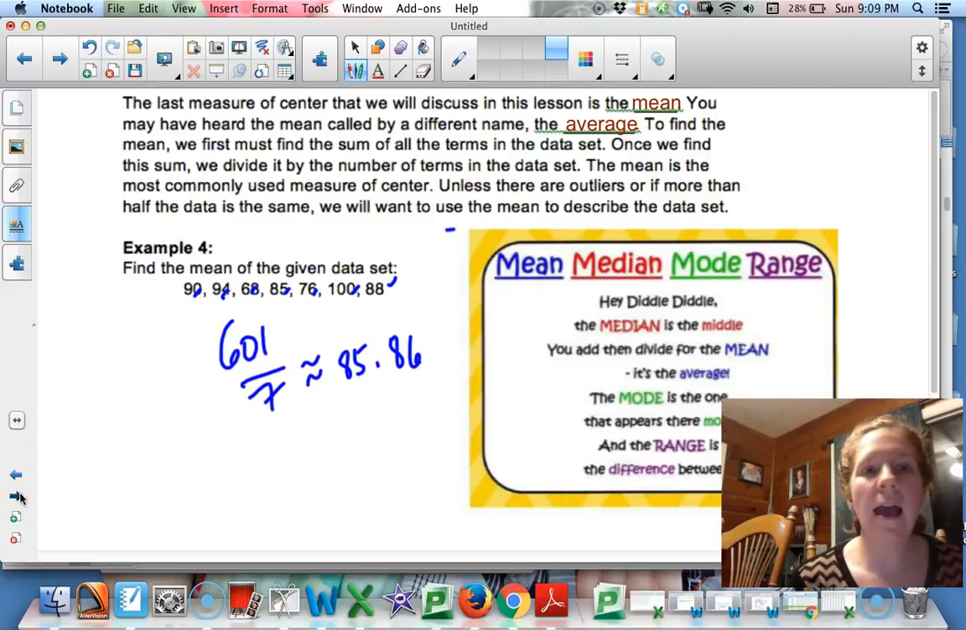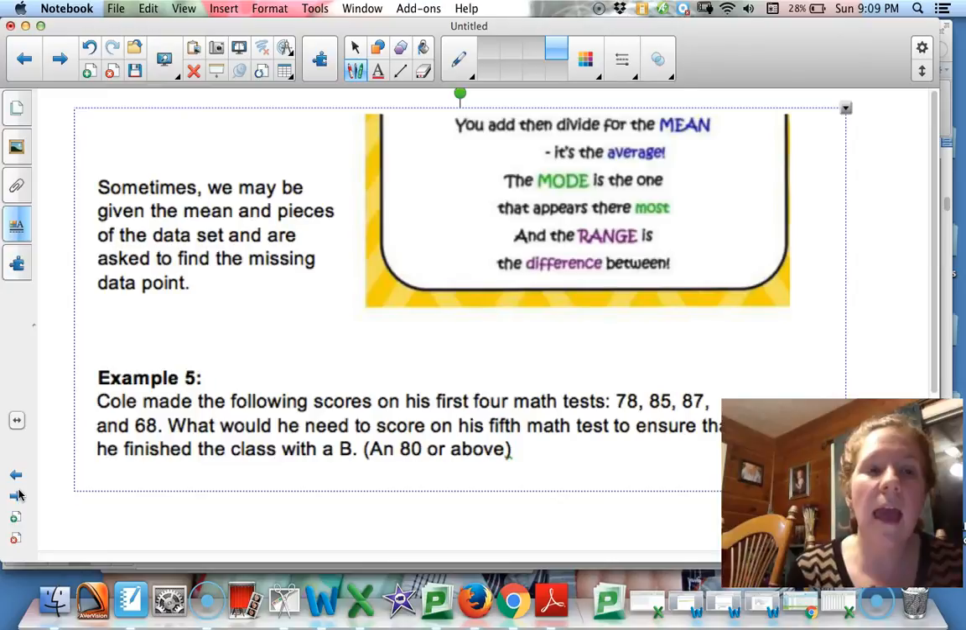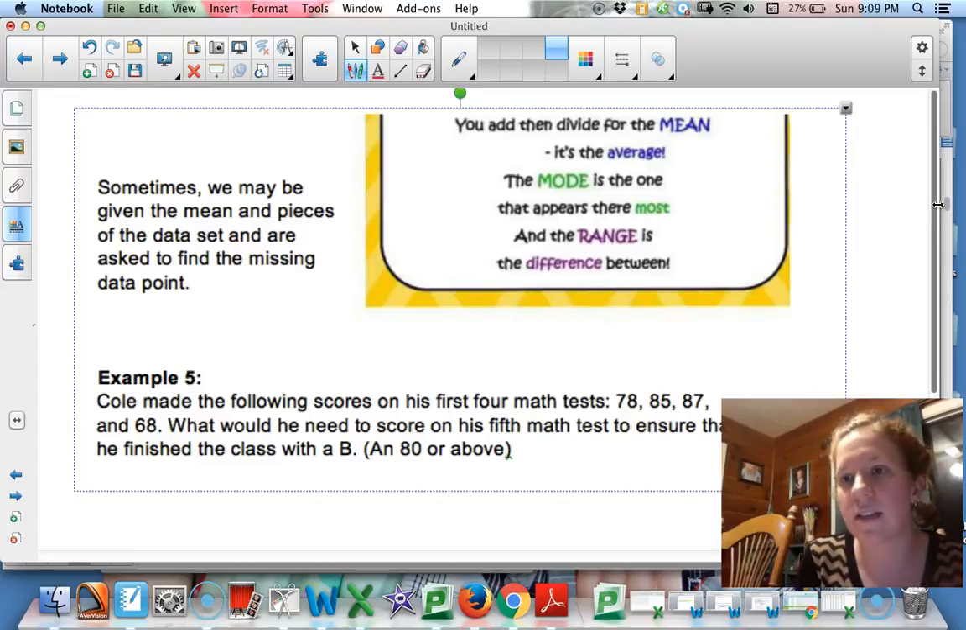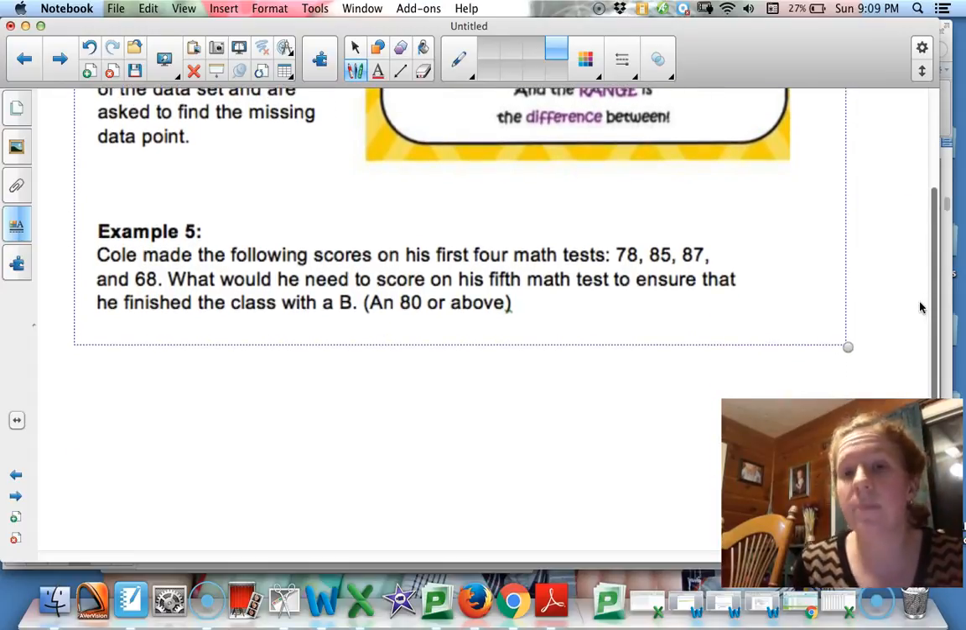All right, there's one last thing we've got to show you here. Sometimes you may be given the mean and some of the data, and you're asked to find a missing data point. This is a really common word problem that you'll see on tests and things. And also, this is honestly something I've done in my life.